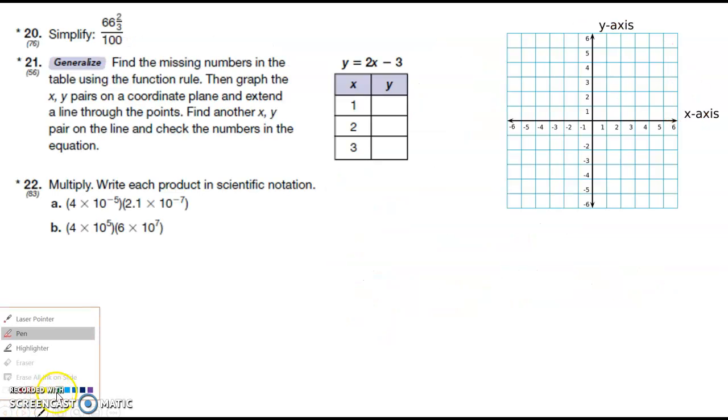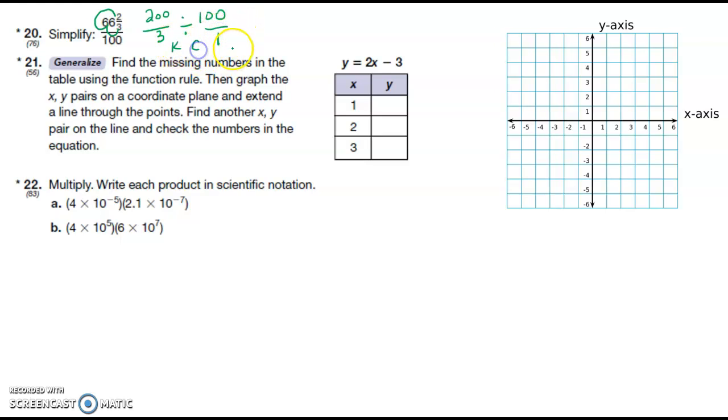Okay, let's see if I can change colors here. All right, simplify this. So we're going to popcorn. 3 times 66 is 198, plus 2 is 200, so I have 200 over 3 divided by 100 over 1. I'm going to keep, change, flip. So I have 200 over 3, keep, change, multiply, times 1 over 100. 100 goes into itself once and into 200 twice. So I end up with 2/3, and that's my answer.